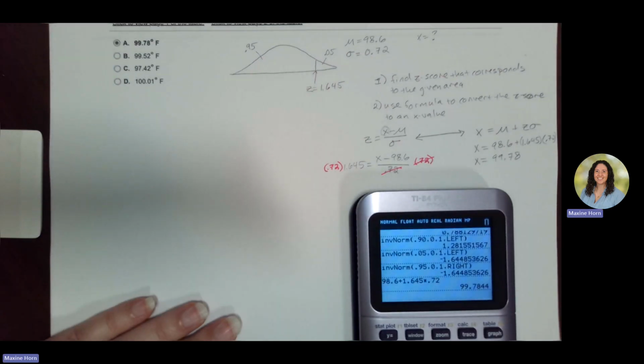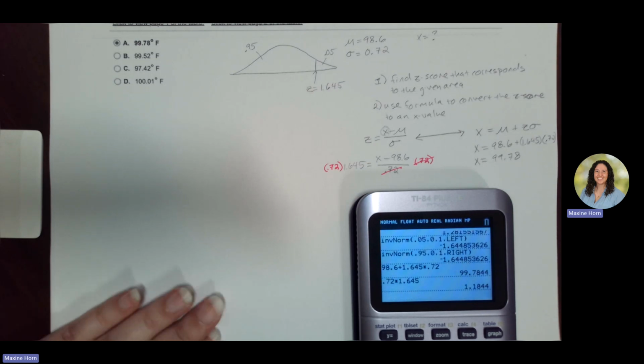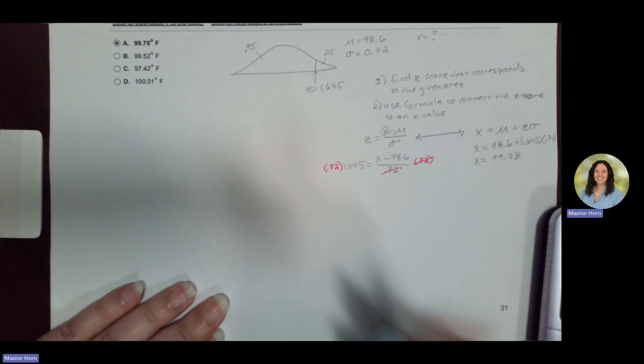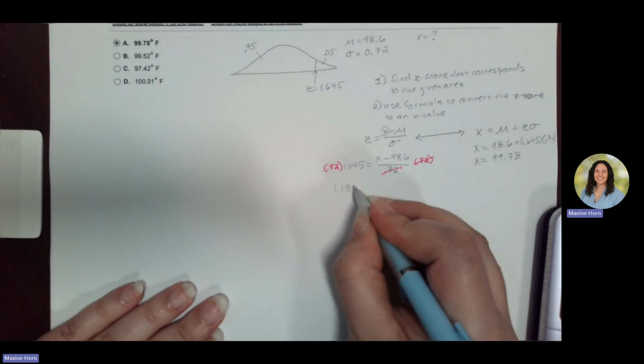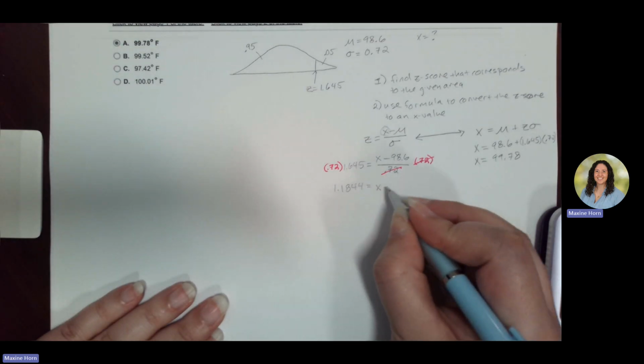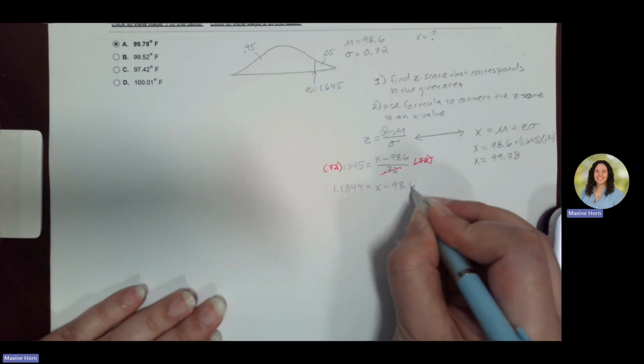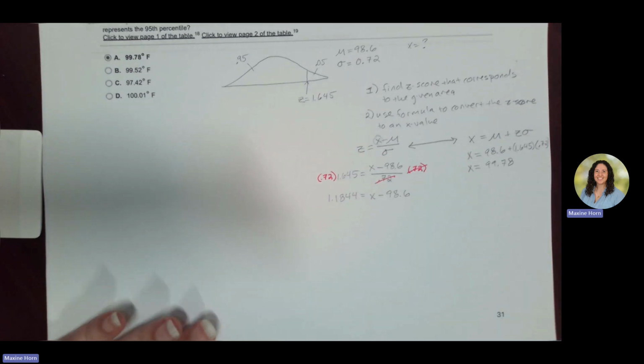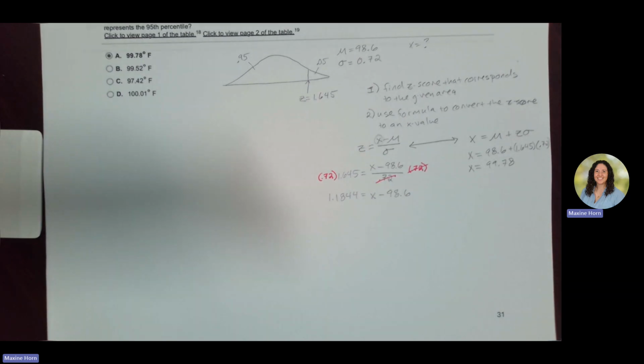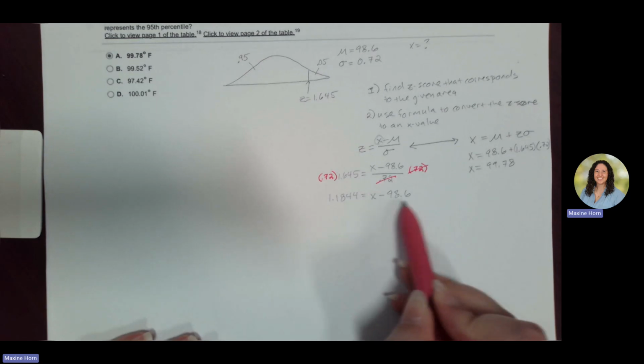And then on the left, I'm going to say, okay, 0.72 times 1.645. So over on the left, I have 1.1844. And on the right, I have x minus 98.6. Okay, so we almost have x by itself, but it's still got this minus 98.6 over here.